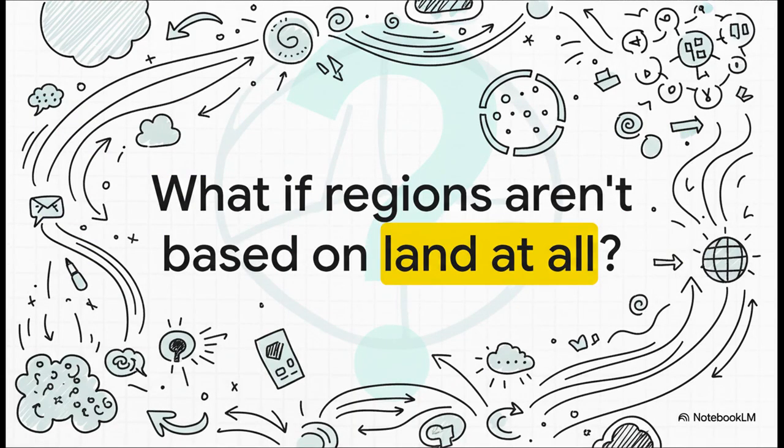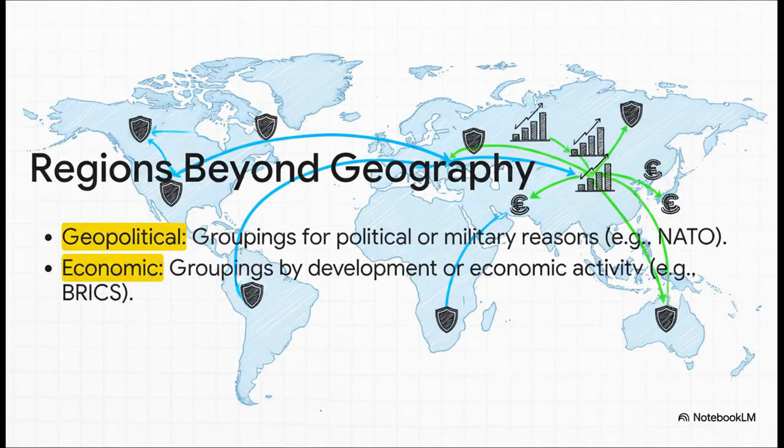Okay, so we've bent the rules of geography. We've drawn lines across continents and inside of them. But what if we just toss geography out the window completely? Seriously, think about a geopolitical group like NATO. The countries in it aren't all neighbors. What connects them is a political and military agreement. Or what about a term like emerging markets? That's an economic region that groups countries from all over the globe based on their growth potential. These maps aren't made of land and water. They're made of ideas and strategies.